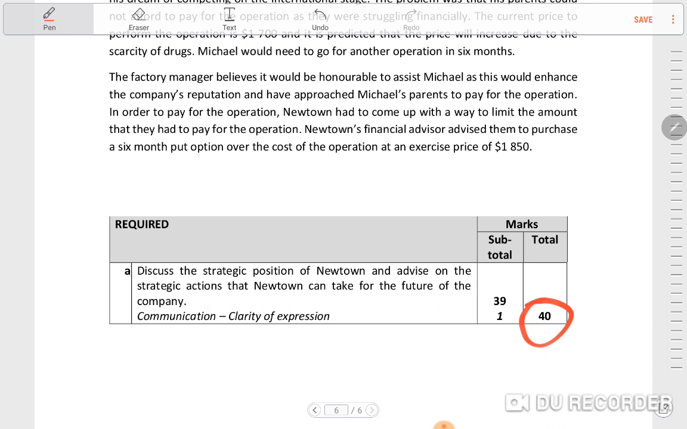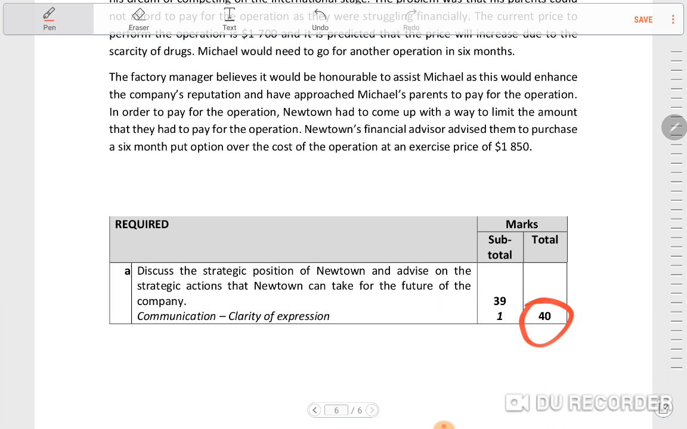So my strategy is going to be as follows. I'm going to read through the required, then focus on interpreting the required, then from there come up with a structure or layout on how we expected you to answer this question. Then identify a few solution points and our expectations of how we wanted you to weight those particular points. So the required said, discuss the strategic position of Newton and advise on the strategic action that Newton can take for the future of the company, 39 marks. And there was also a 1 mark communication mark.